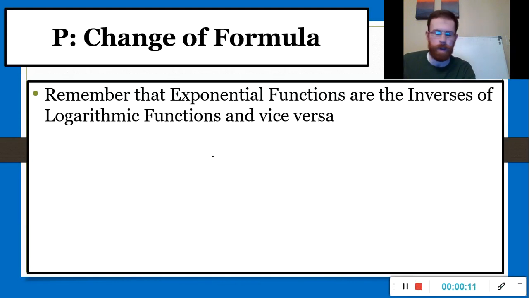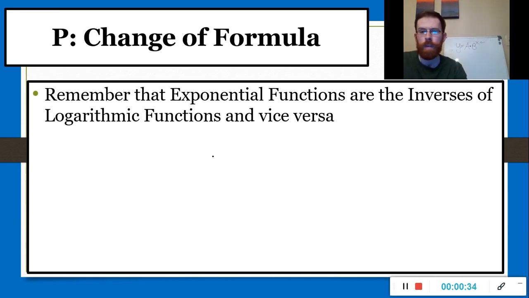Now, what we're going to be talking about today is that we're going to continue from exponential functions. Remember that an exponential function is y is equal to a times b to the x power. Remember, your x is in your exponent, that's the variable.